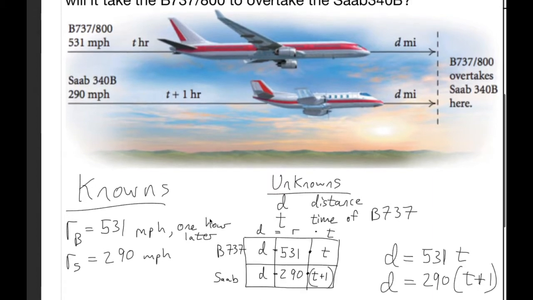So what do we know? Let's organize ourselves. We know the rate of the Boeing, we know the rate of the Saab, and we know that the Saab gets one additional hour, since the Boeing starts 1 hour later. The thing we don't know is the overall distance. We don't know how long it takes to go from start to finish. We don't know the time, t, of the B737. And if we knew that time, we could add 1 to it to get the Saab's, but we're just going to let t be our one unknown.